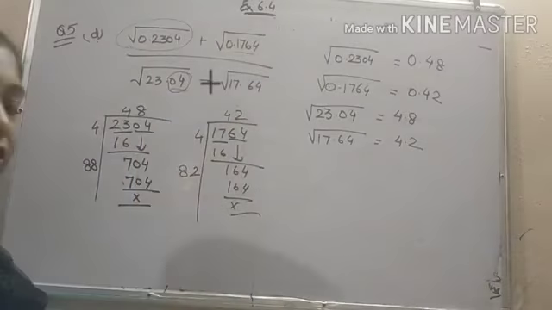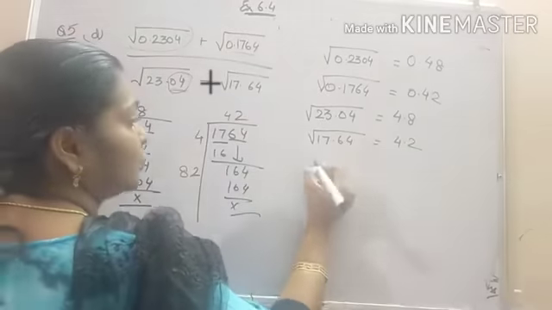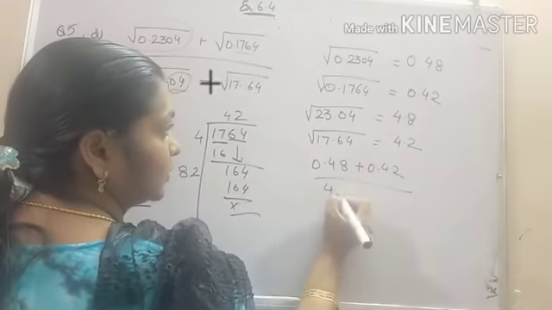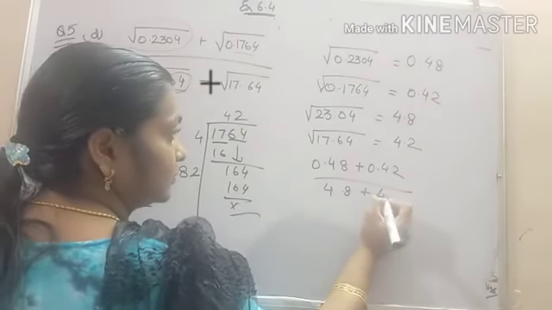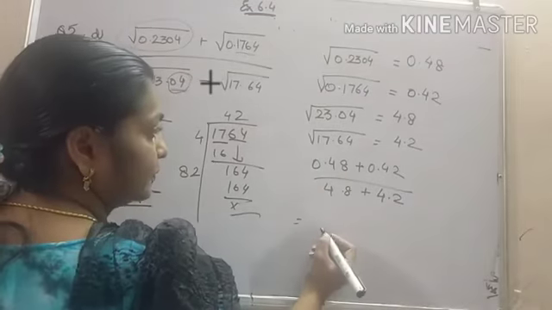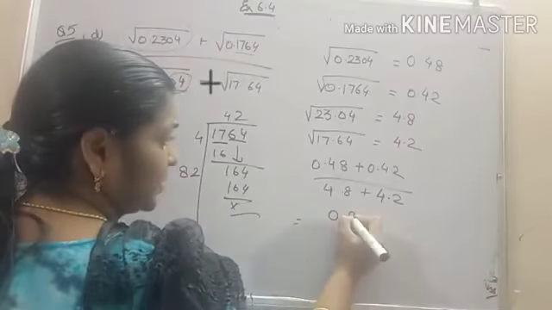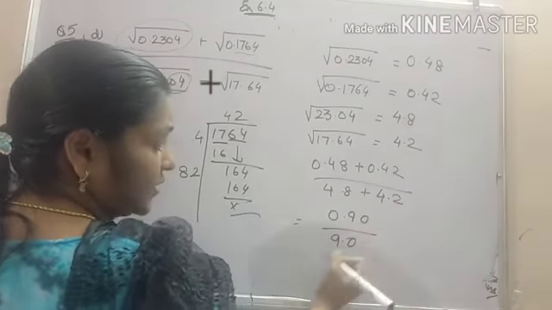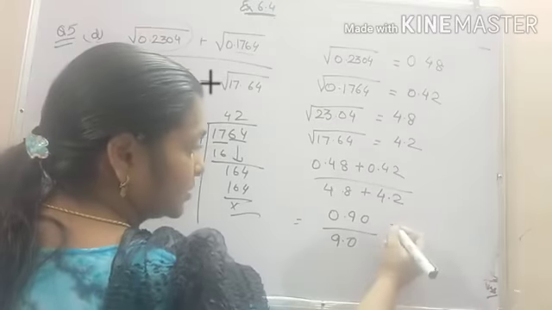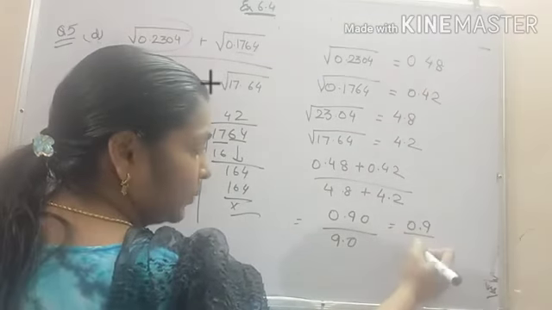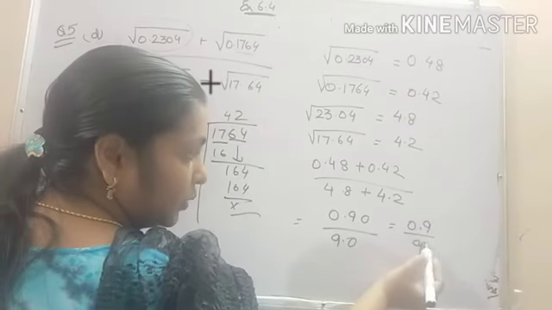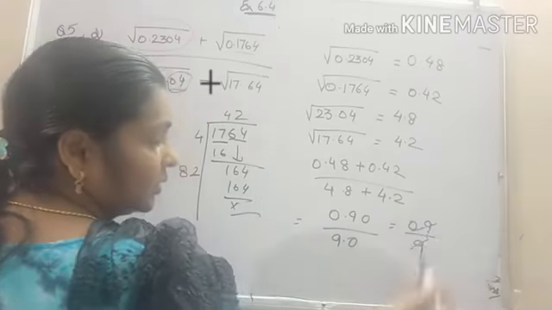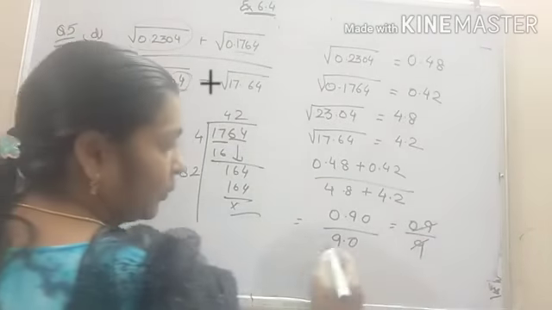Now you can easily solve this problem. Just substitute the values. Add them. You will get 0.90 upon 9.0. Okay. So it will be 0.9 upon 9. Now you know that you can cancel the denominator. Okay, cancel them. 0.9 upon 9.